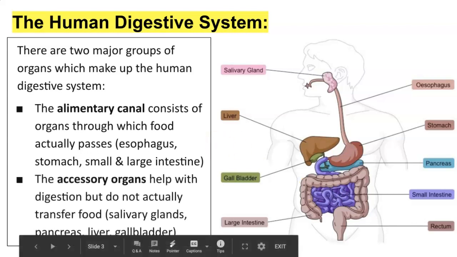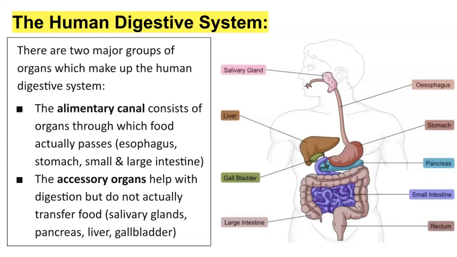The other set of organs are called the accessory organs. These help with digestion, but they do not actually transfer food, or they don't actually move the food in any way. So examples are salivary glands, the pancreas, the liver, and the gallbladder.